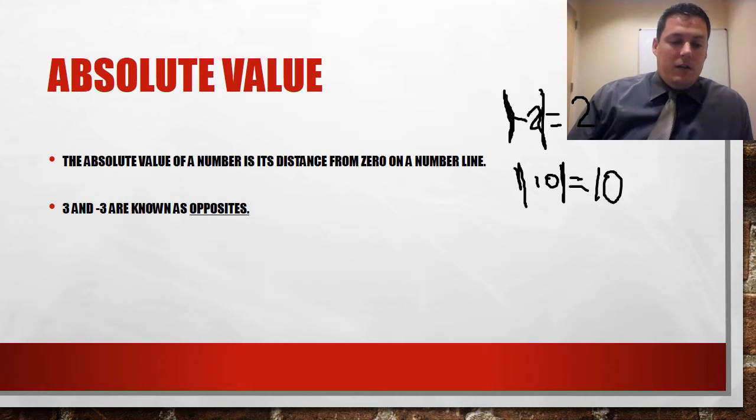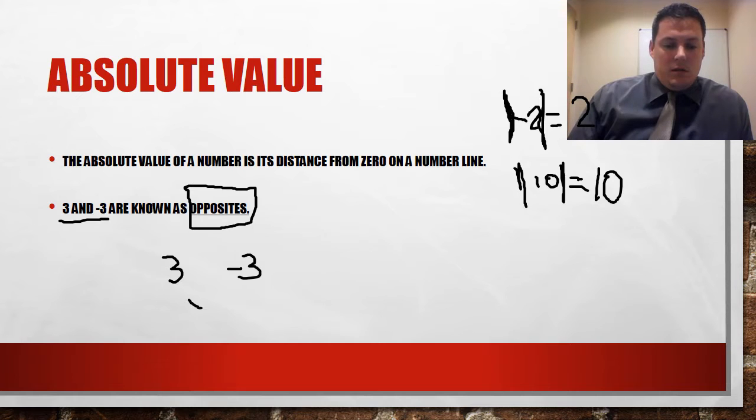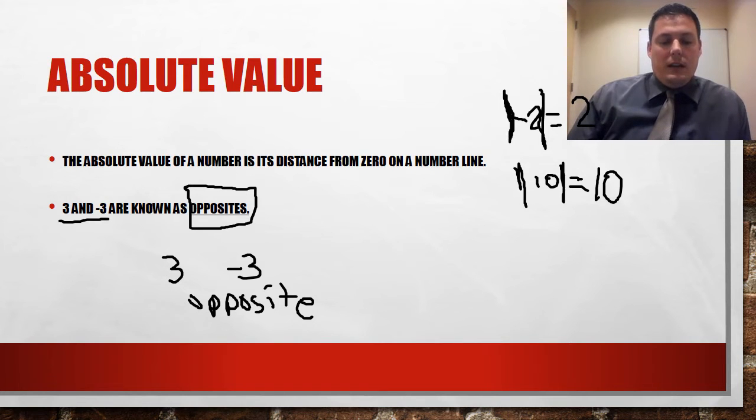Okay. Another vocab word to understand is then opposite. All right. And what opposites are just here, like it shows you, 3 and -3 are considered opposites. All right, so opposite means they have the same absolute value, but they're going in different directions.